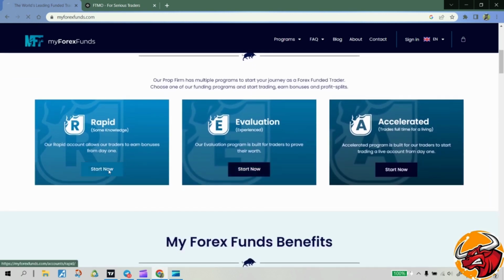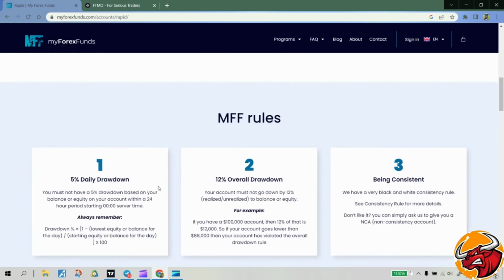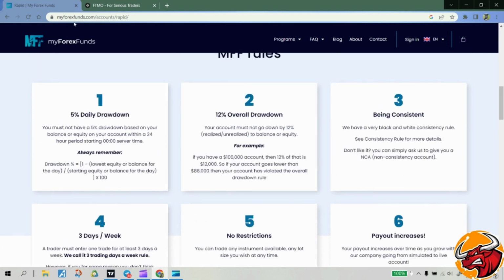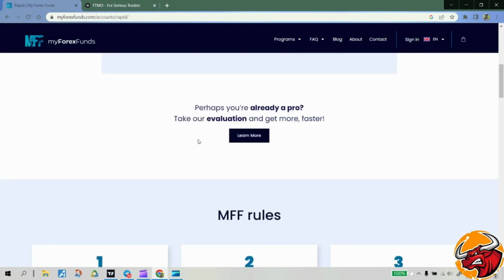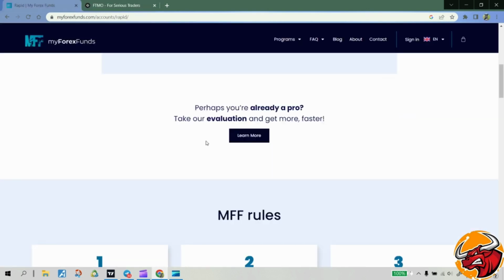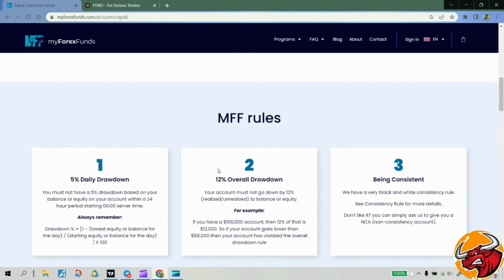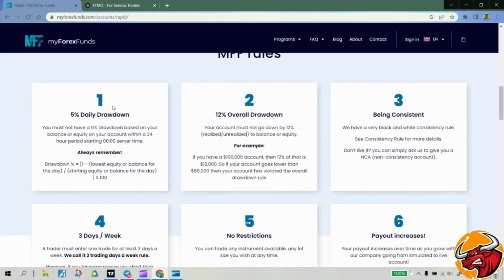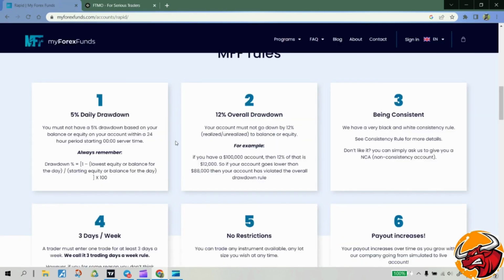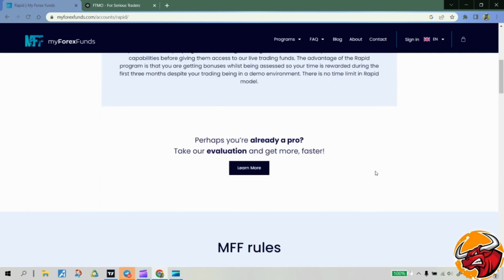Quite the same thing. You can choose account type. There are rules. You can go and check it out, read them. My Forex Funds and FTMO are legit firms, so you don't worry about that. First, you must trade on a demo account to get your real account. So mostly if you lose 12% overall drawdown, you will lose your account. Daily drawdown is 5%. They have similar rules, but you can choose which you want, guys.